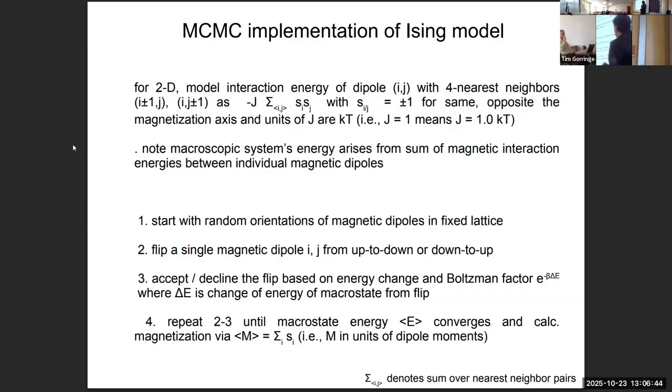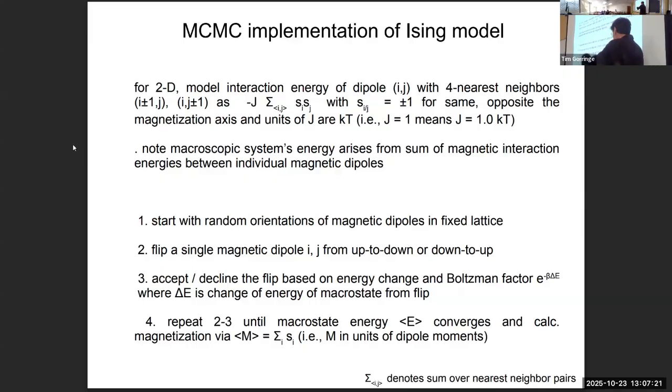So that's the interaction. We specify that there. As I say, I'm going to start with some random orientation of the magnetic dipoles of my lattice. I'm then going to choose in step 2 to flip one of them. So I'll pick a coordinate on the chessboard, an IJ coordinate. If it's up, I'm going to try to switch it down. If it's down, I'm going to try to switch it up. What's going to make me accept or decline that attempt to change its state is the Boltzmann factor.